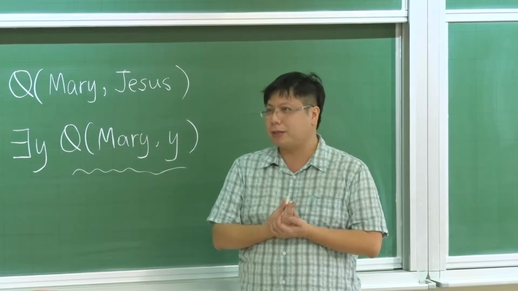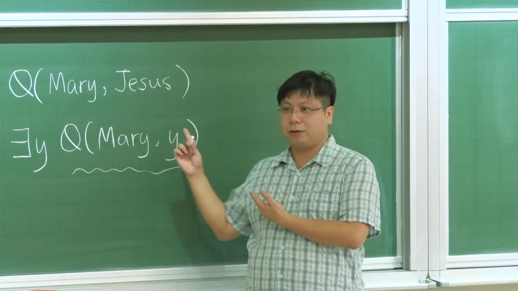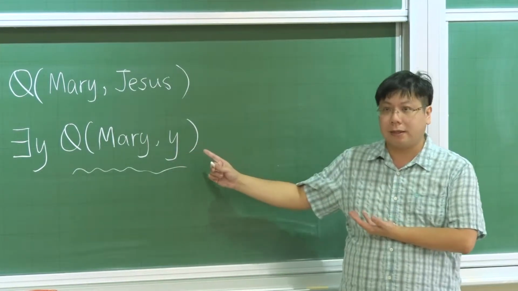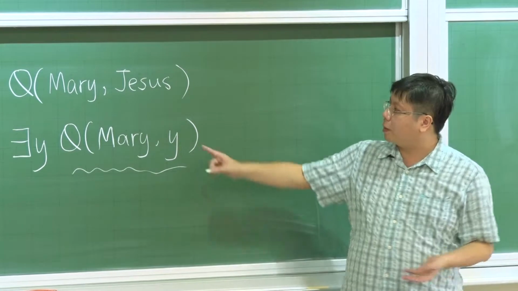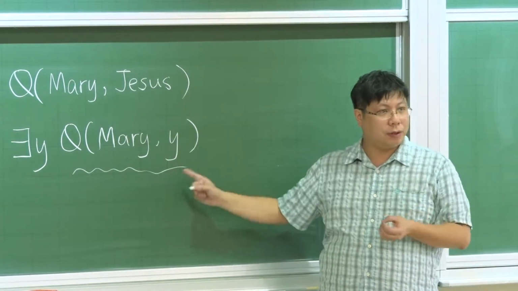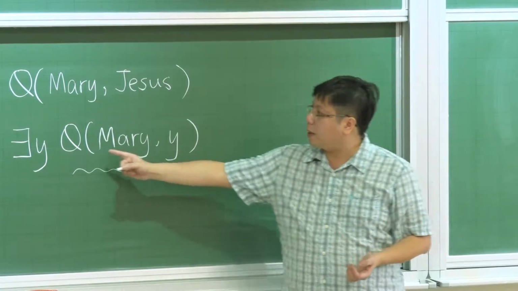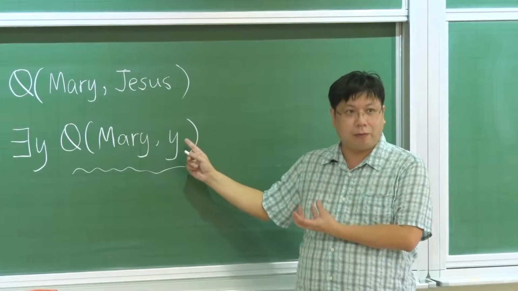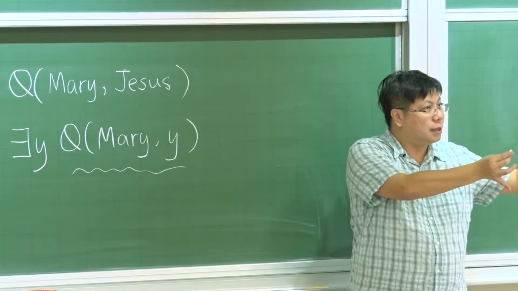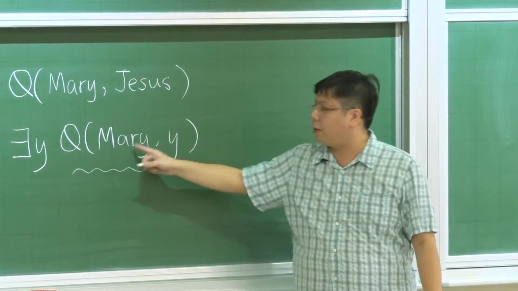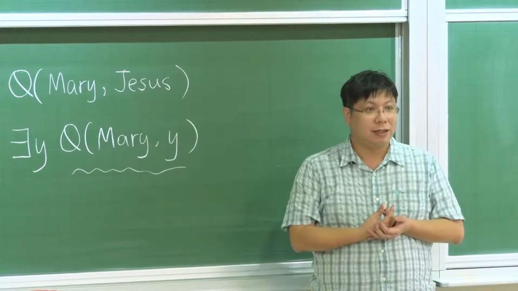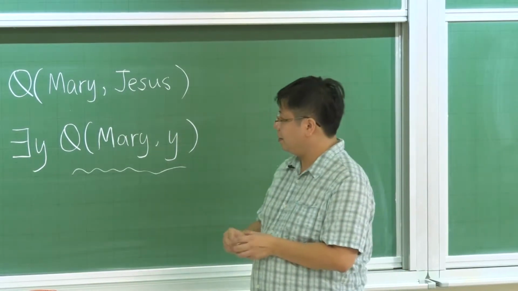Is it a proposition or is it a propositional function? Do we know the truth value of this one? Yes, it is now fixed. We may not know exactly the truth value, but we know that it is a proposition, because we will be checking all the possible y's to see whether Q(Mary, y) is true. We look at each different y, and if one of them gives us Q(Mary, y) to be true, then it is true. Is that okay?